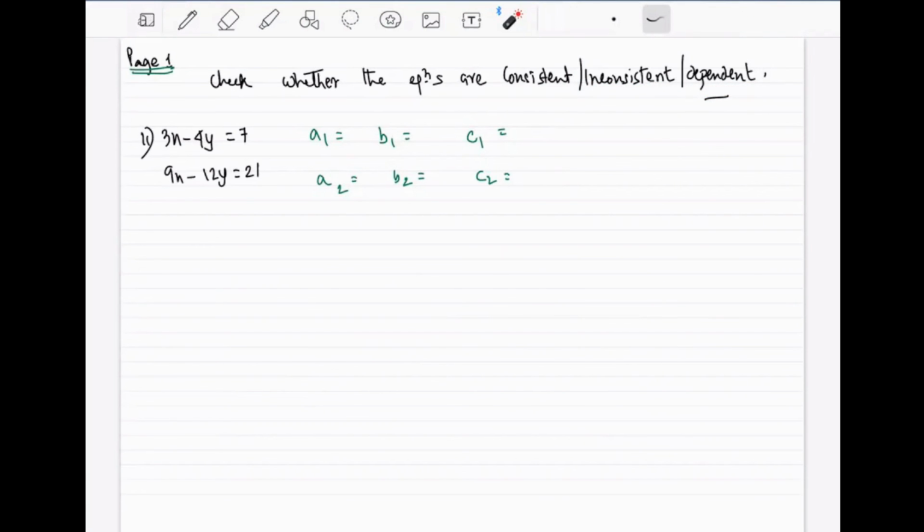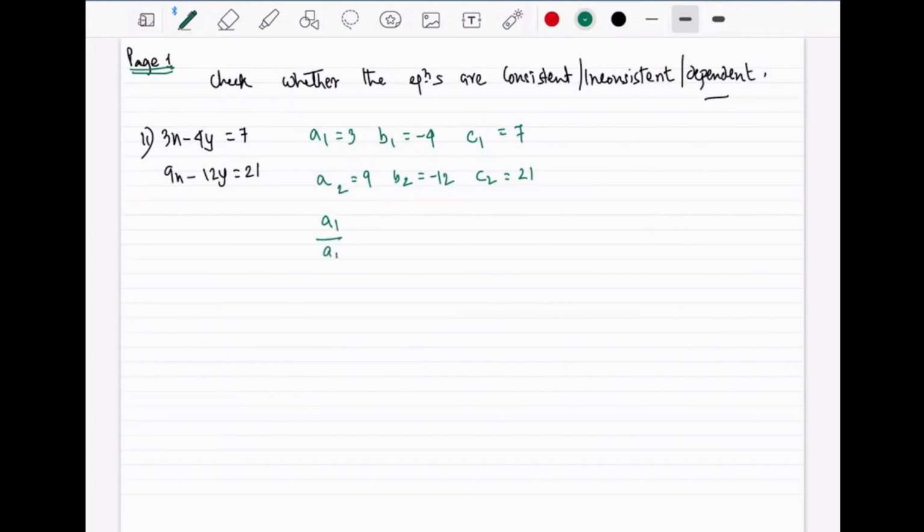Okay. So A1 is how much? A1 is 3 here. This is A1, this is B1, this is C1. The only thing you have to note is that the value of B1 you have to take along with the negative sign. So A1 is 3. B1 is how much? It's minus 4. C1 is how much? It's 7. A2, put the values also. It's 9, minus 12, and 21.